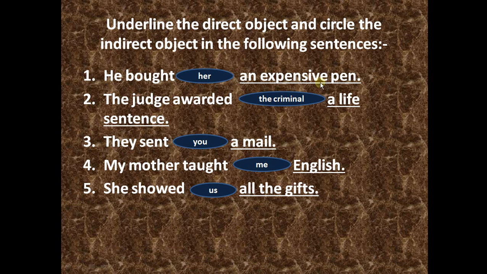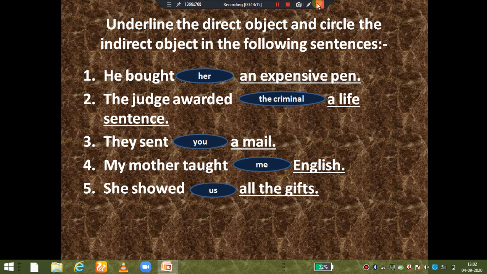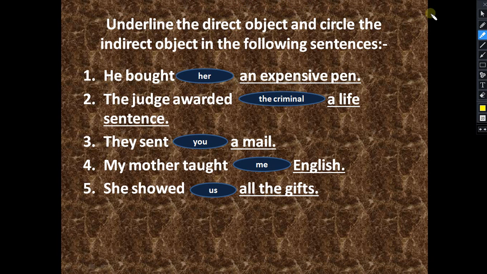And one more thing in the classwork. Underline the direct object and circle the indirect one. This one you have to circle. Whatever circled one I have given, those are indirect. Okay, like you can see here. He bought her an expensive pen. Again I am giving you the hint here.